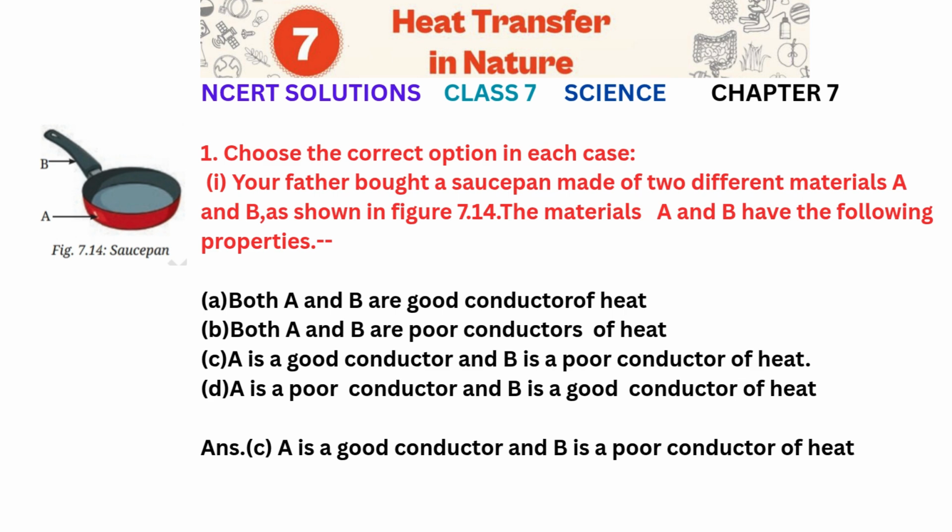Question number 1. Choose the correct option in each case. Your father bought a saucepan made of two different materials A and B as shown in figure 7.14. The materials A and B have the following properties. 4 options are given here. First one, both A and B are good conductors of heat. Second one, both A and B are poor conductors of heat. Third one, A is a good conductor and B is a poor conductor of heat. Fourth one, A is a poor conductor and B is a good conductor of heat. The correct answer is option C, A is a good conductor and B is a poor conductor of heat.